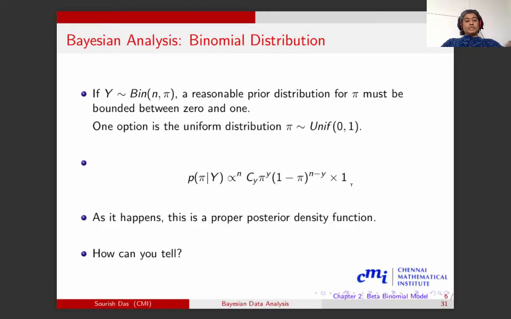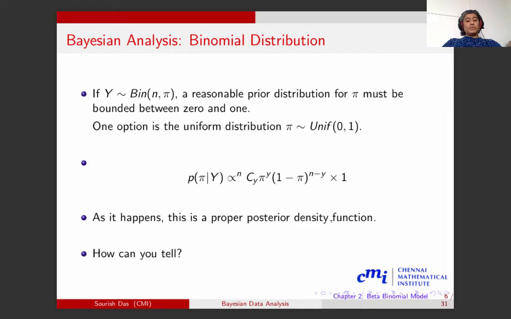As it happens, this posterior distribution turns out to be a proper posterior distribution. What do we mean by a proper posterior distribution? It means this function can have a proper normalizing constant, and the resulting posterior distribution is a proper probability distribution. That means if you integrate over pi, you will get exactly 1. So that's why it's called a proper posterior density function.